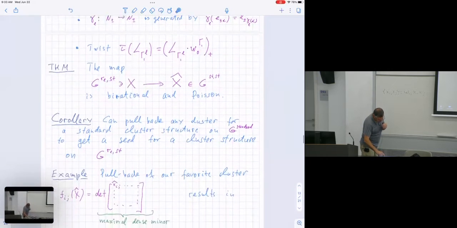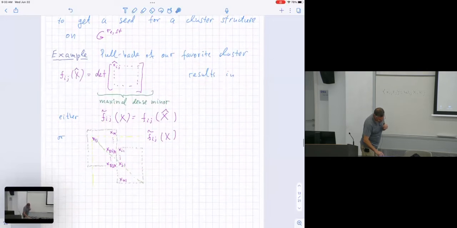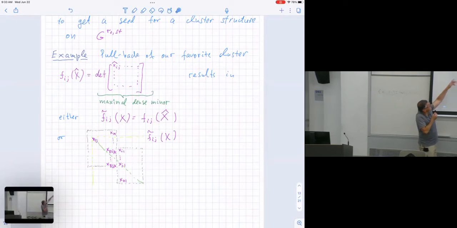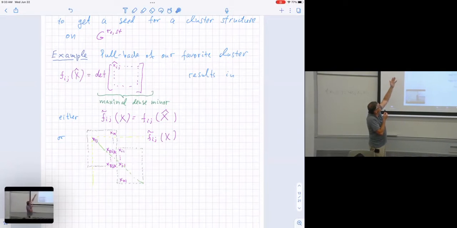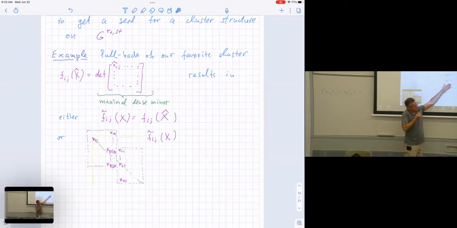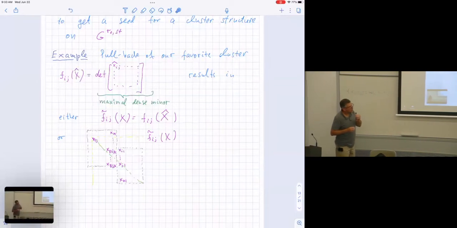All right, so let me show how this works for our favorite cluster. In the standard case, X hat lives in the standard Poisson structure, so we have nice coordinates made out of minors. When I pull them back, I will get the strange block matrices that we've seen before. But now they appear natural. This is a result of the computation. All right.